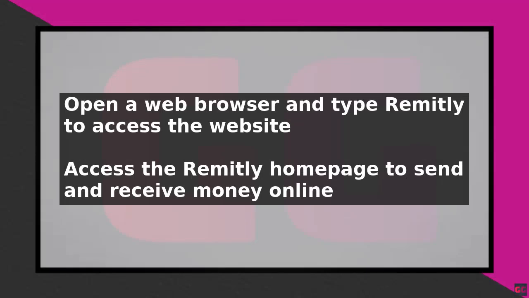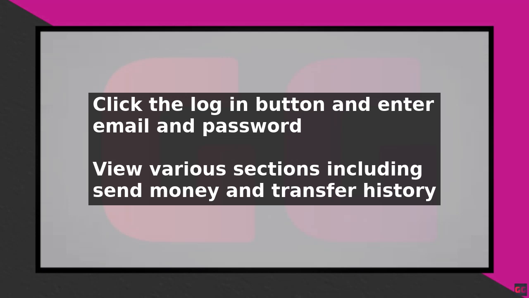To redeem a code, start by opening a web browser and typing in Remitly or Remitly.com to access the company's website. This will take you to the Remitly homepage, where you can send and receive money online from the United States. On this page, you will see options such as language, rates and fees, providers, help, and sign up and login buttons.